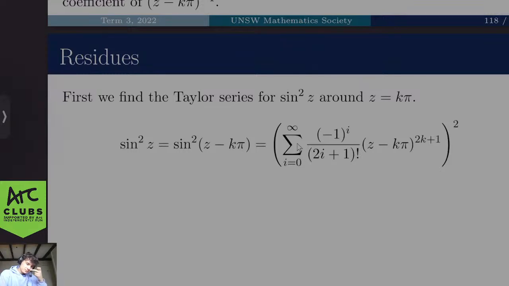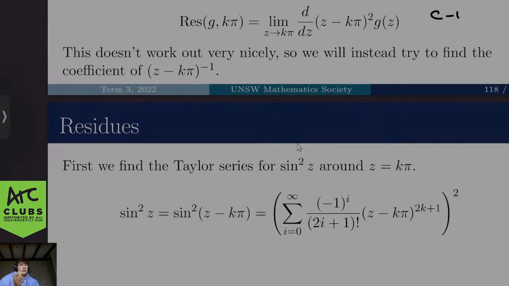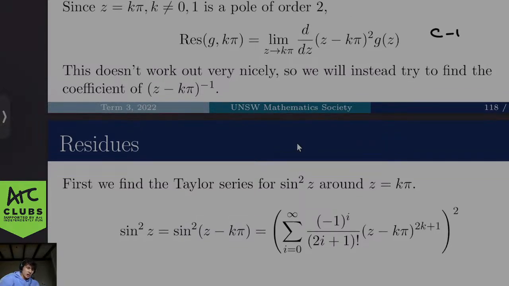To do that, it's actually a very difficult problem to find the Laurent series. However, the question is not to find the Laurent series, so we need to be careful of that. The question is find the residue. So all we need to look at is the coefficient of z minus k pi to the -1. That's all we need. And to do that, we'll do a few tricks.